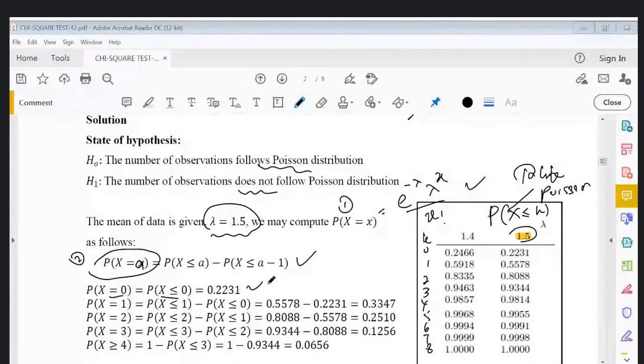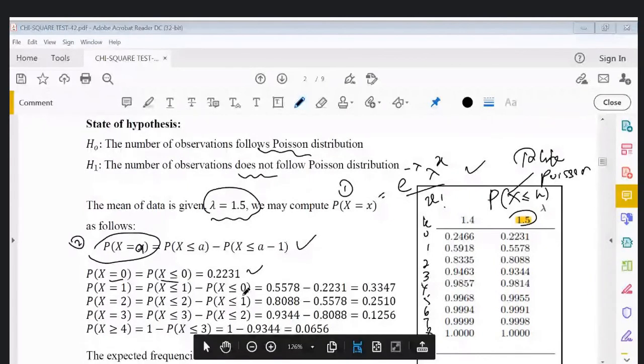It is 0.5578 minus 0.2231. Okay, you can continue, and the last one, S equal 3, it is P(S less or equal 3) minus P(S less or equal 2). If you see this one, 3 minus 2, and we can get the value 0.2510.